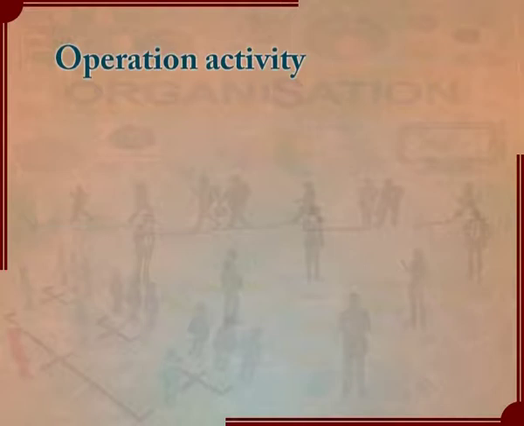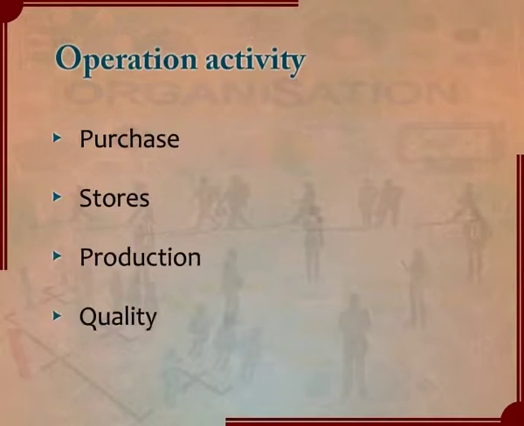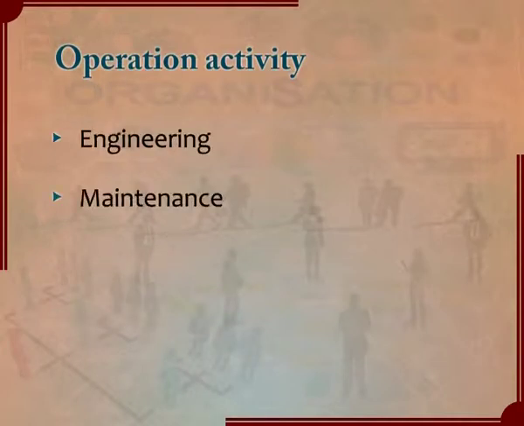The operations and production team is responsible for bringing the product to life. They receive the product's vision from the research team and then bring the product into finished stage. They are responsible to produce high quality product which will fulfill customers' requirements. Operation activity is further divided into areas like purchase, stores, production, quality, engineering and maintenance.